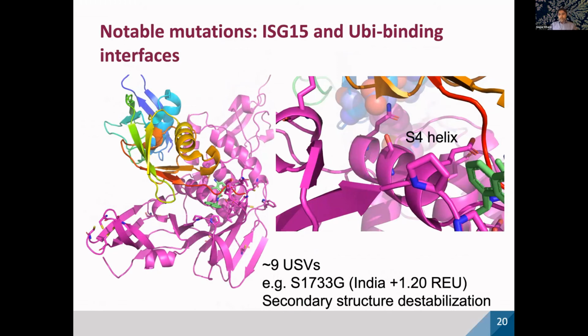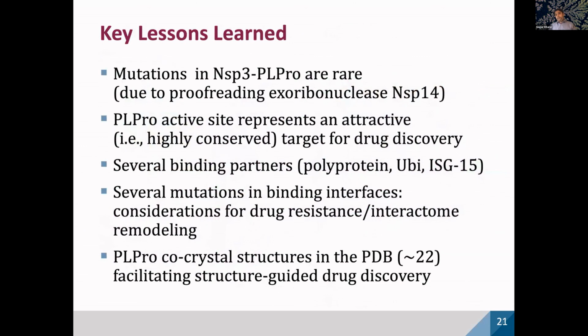So for example, in the S4 helix, which is the site where ubiquitin and ISG15 both bind, there's mutation S1733 glycine, along with 8 other USVs that may lead to some kind of secondary structure destabilization and may again remodel the interaction as well as enzymatic properties, but all of that remains to be seen. So I think that these mutation data have provided us with really interesting hypotheses and may help in really understanding how the virus works and interacts with the innate immune response.